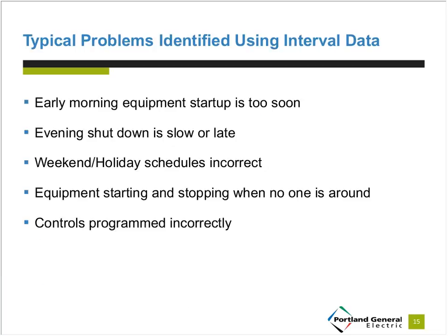In addition, interval data can allow you to see where problems are, so you can understand where equipment might be starting up too soon or shutting down too late. You can understand where weekend or holiday schedules might be incorrect. You can understand where equipment might be stopping or starting when it shouldn't. And you can understand where controls are actually programmed incorrectly. These are all types of things that interval data might be able to show you.